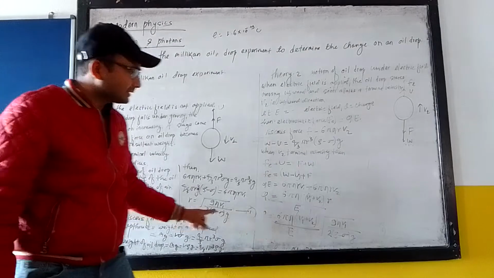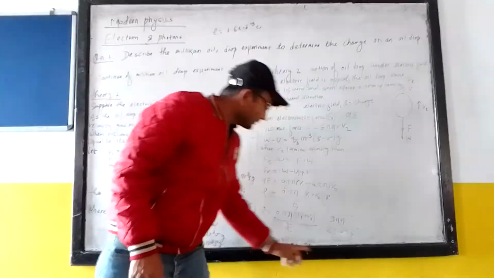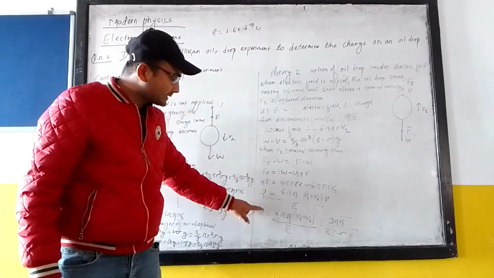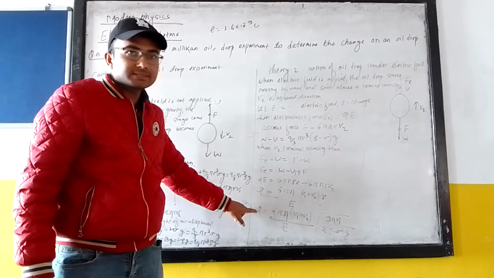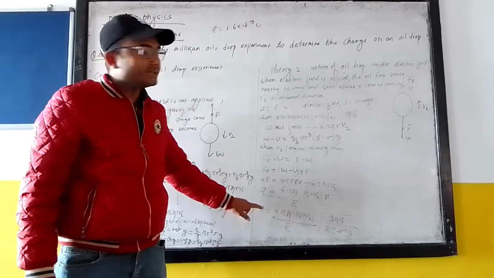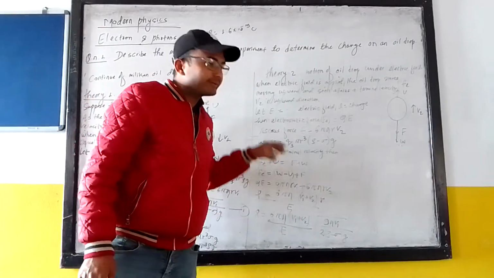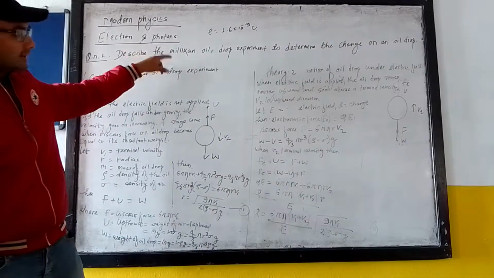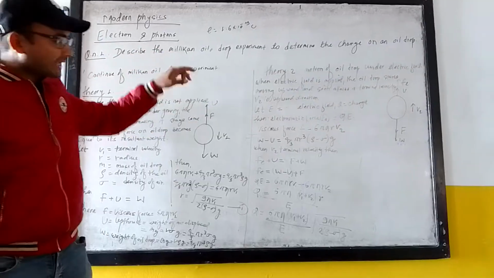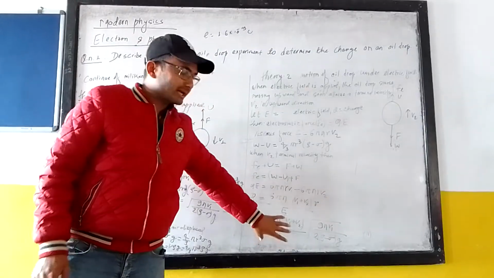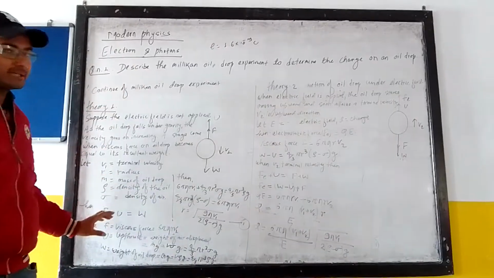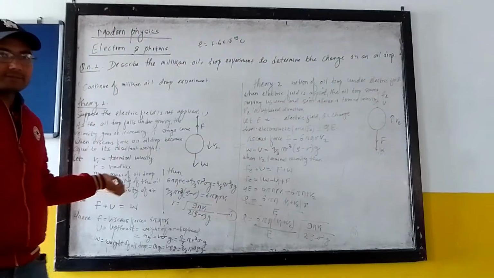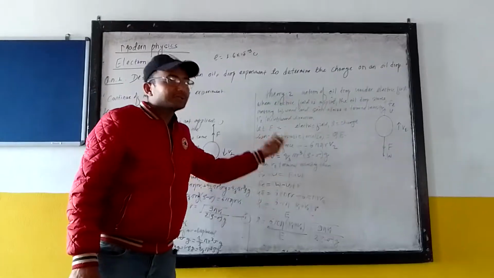From this equation, this is the second equation, which is the calculation of the charge of the wall drop. In this way, the charge of a wall drop is obtained in this Millikan wall drop experiment. This is the last expression. This theory 1 is for without electric field, this theory 2 is for with electric field.